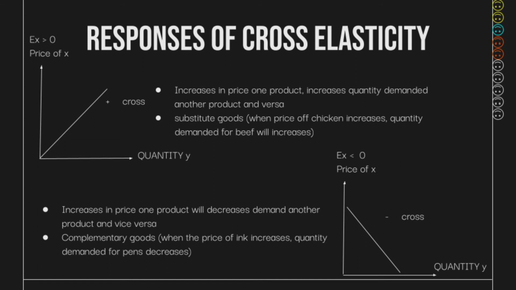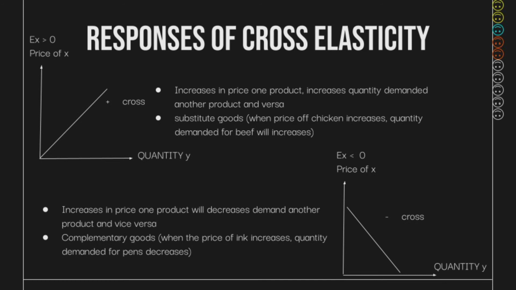For graph 1, an increase in the price of one product will increase the quantity demanded of another product and vice versa. Applicable to substitute goods, which is when the price of chicken increases, the quantity demanded for beef will increase too, and it's positive cross elasticity of demand. It means that the demand for good A will increase as the price of good B goes up. This means that goods A and B are good substitutes, so that if B gets more expensive, people are happy to switch to A.